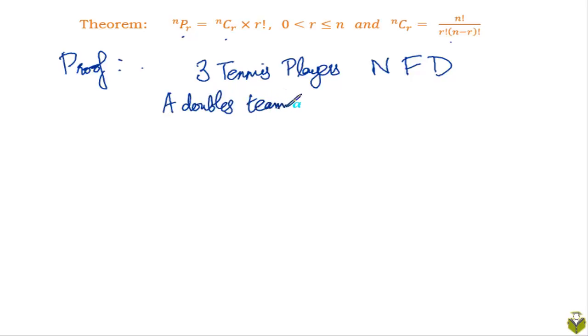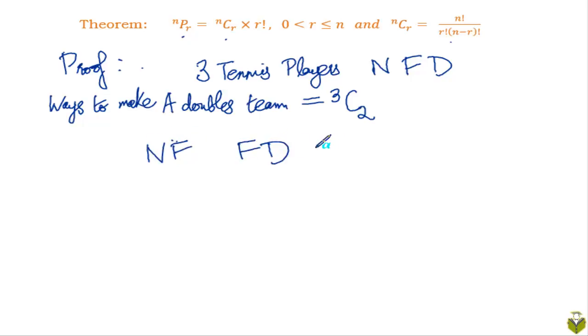Which is the same as 3C2. So the ways to make a doubles team is equal to 3 choosing 2 at a time. We have to make 2 selections out of these 3. There were only 3 ways to make such a selection: Nadal and Federer, Federer and Djokovic, and Djokovic and Nadal. These were the 3 selections, because we had seen that this is equal to 3.